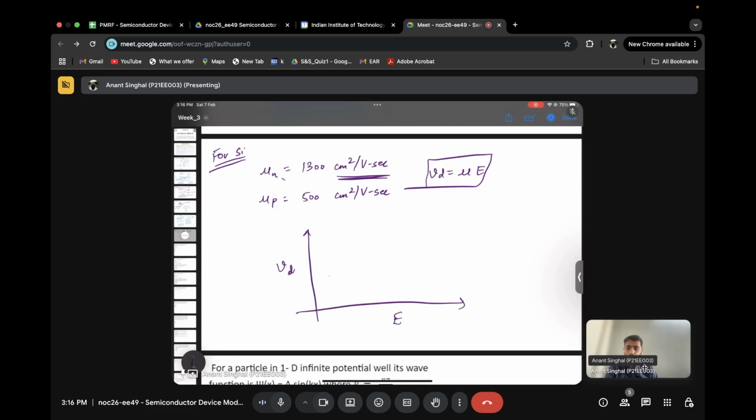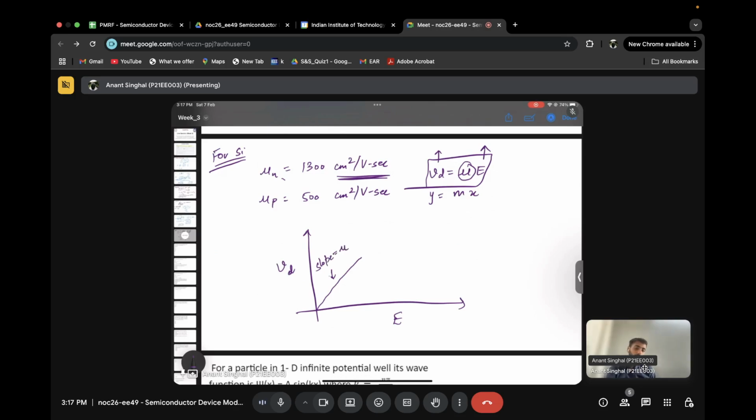Any idea? Anyone wants to take a guess? Yeah, so it is like a function which is y is equal to mx. So ideally, it should be a straight line. As we are increasing the electric field, our drift velocity is increasing. So that means the slope of this would be mobility, right?